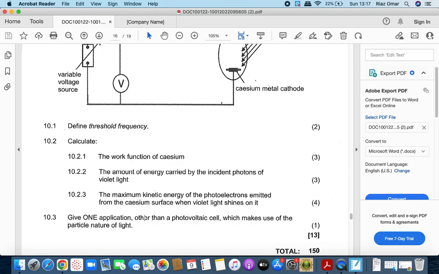Give one application other than a photoelectric cell which makes use of the particle nature of light. That was not part of the syllabus, so basically they told us not to give any marks for that question.